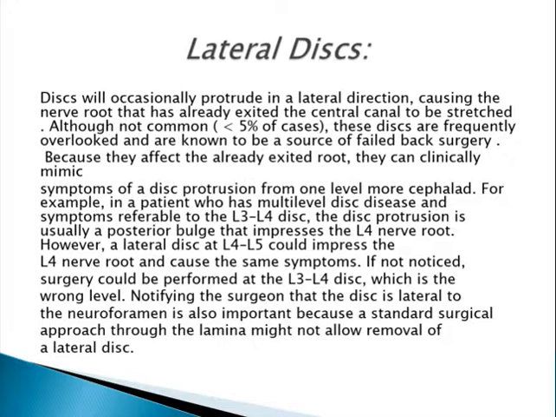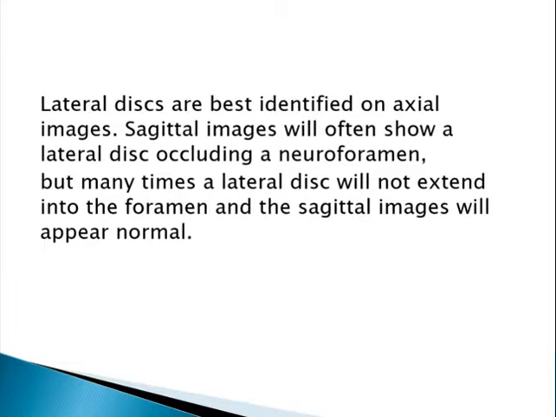Lateral discs are best identified on the axial images. The sagittal images will often show a lateral disc occluding a neuroforamen, but many times the lateral disc will not extend to the foramen, and the sagittal images might appear normal. So in the axial images, always look for a lateral disc protrusion because it's so important.